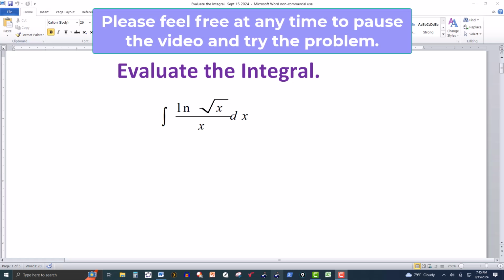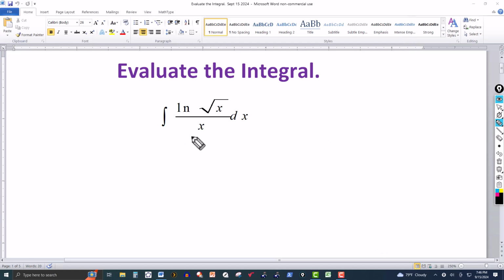In this video, we want to evaluate the integral of the natural log of the square root of x over x. Sometimes when you have the natural log function together with the x variable, it could be an integration by parts problem. I always like to go with a u-substitution if we can do it. In this particular problem, I tried it both ways.